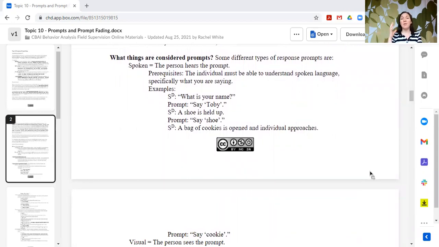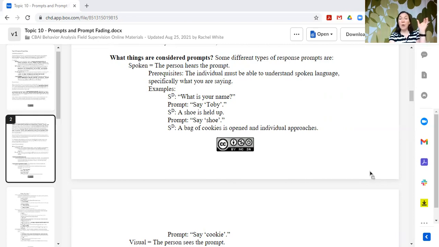So this is the person hears the prompt. So prerequisites, they have to be able to hear and they have to be able to understand that cue. If it's language, they have to understand that spoken language and specifically the words that you are saying. So an example might be my desired SD is what is your name. My prompt might be say Toby. And then my learner says Toby because they understand that cue, that prompt, say Toby, means I repeat what you said, Toby.